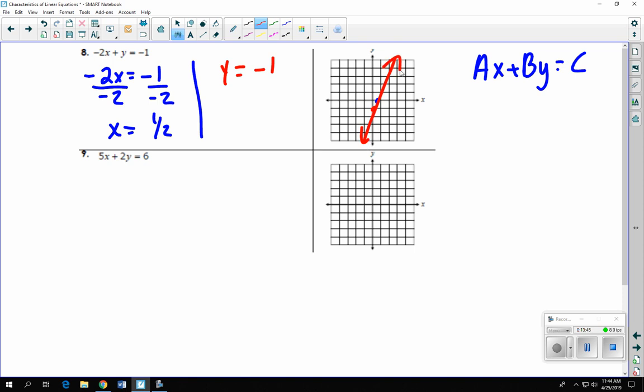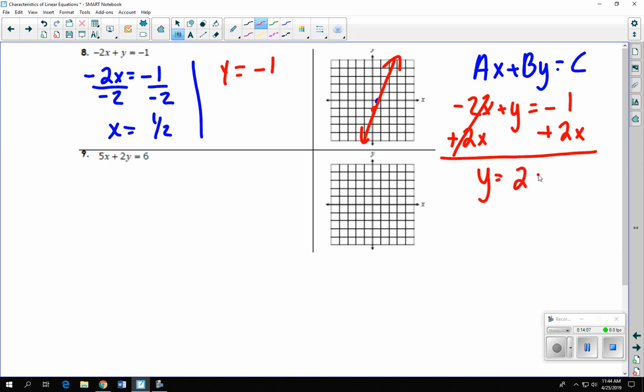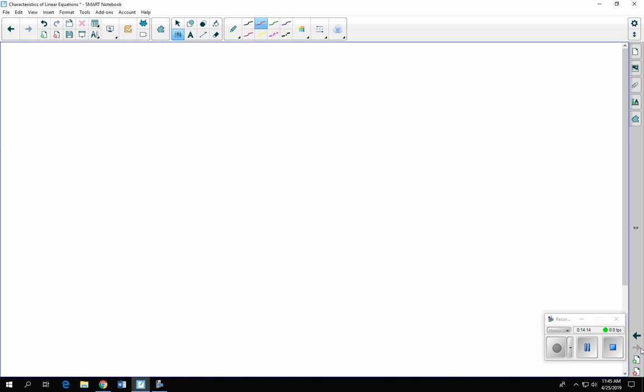If I wanted to change it to slope-intercept form, I would say negative 2x plus y is equal to negative 1. I'm going to add my 2x to both sides because I want to isolate that y by itself. So then I'll have y equals 2x minus 1, which would give me the equation to graph just as I did in the previous slide. That is what I have for the characteristics of linear functions.